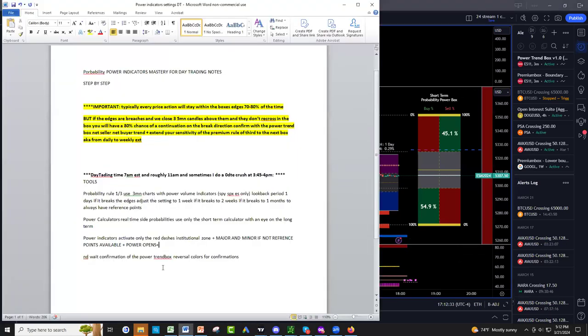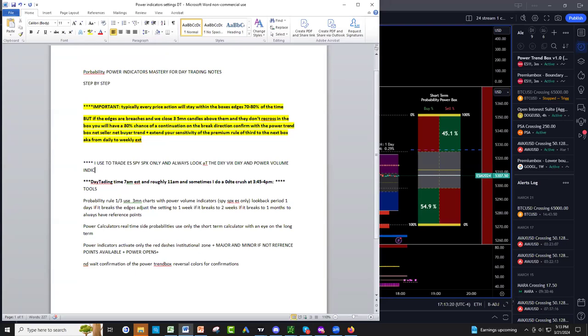Again, I want to add into the notes always here. I used to trade ES, SPY, SPX only, and always look at DXY, VIX, DXY, and power volume indicator relationship. That gives me a huge edge, power volume indicators, yes. Huge, huge edge to my trading, okay?